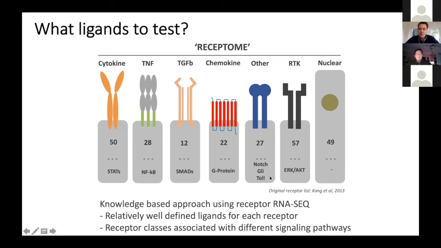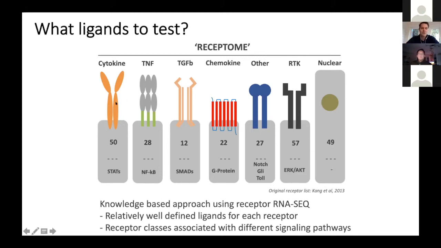And what we did is we developed this idea of the receptome, which is based on Kevin Janes's lab in a paper from 2013, where they identified different classes of receptors: the cytokine receptors, TNF, TGF-beta, chemokine, this other group which includes Notch, Gli and Toll receptors, the receptor tyrosine kinases and nuclear receptors. And so we can tabulate these. One of the key things about these different classes of receptors is that there are canonical downstream signaling pathways that are activated by these.